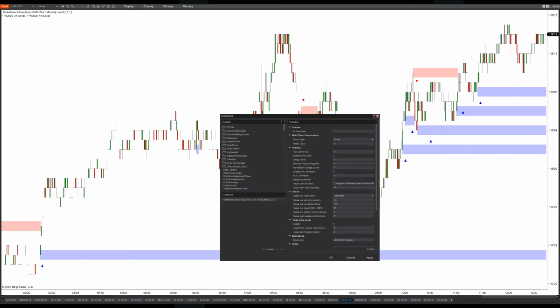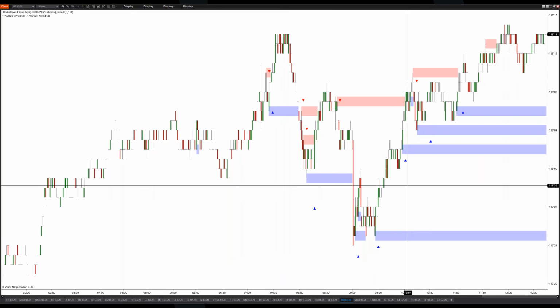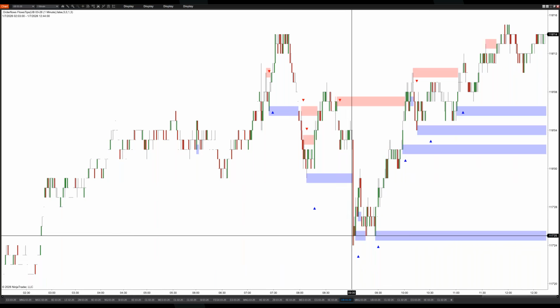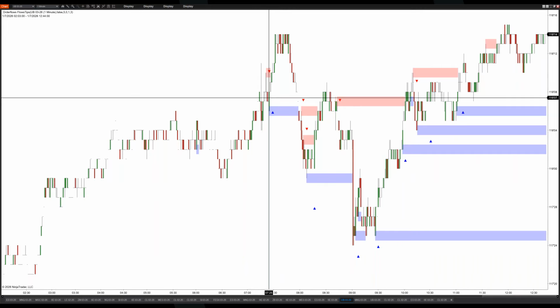And you could even say you don't want to use that. You could just use tips level of say 3. Let's see how it looks. This is just with tips level of 3. So it's catching some nice moves up here, nice move down, little move down, little move up, move back up.